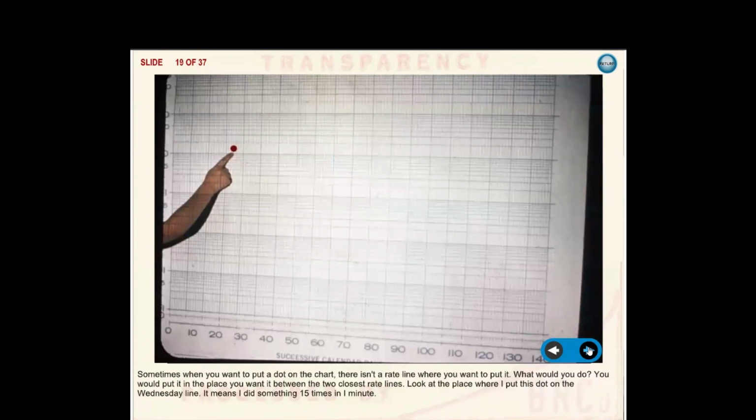Sometimes when you want to put a dot on the chart, there isn't a right line where you want to put it. What would you do? You would put it in the place you want it between the 2 closest straight lines. Look at the place where I put this dot on the Wednesday line. It means that I did something 15 times in 1 minute.